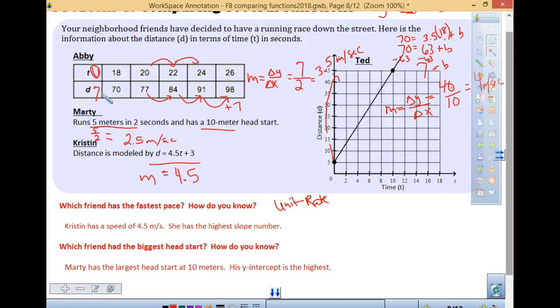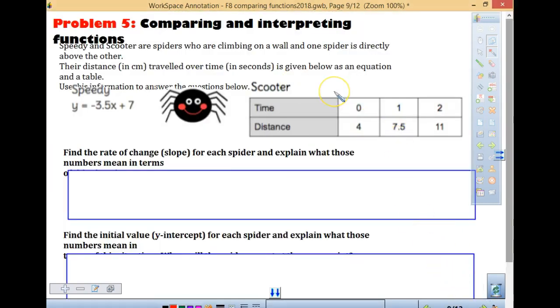Some of you were taking notes on the bottom half where it's talking about interpreting functions with that last part, which we are now going to take a look at. So, this time we're taking a look at these spiders. Speedy and Scooter are spiders. They're climbing on a wall. One spider is directly above the other. The distance in centimeters traveled over time in seconds is given below in the equation and the table.